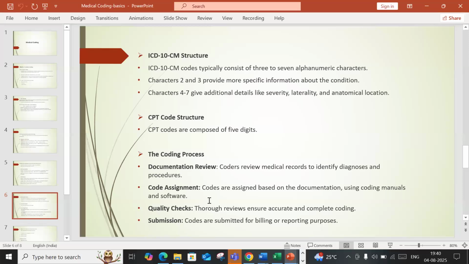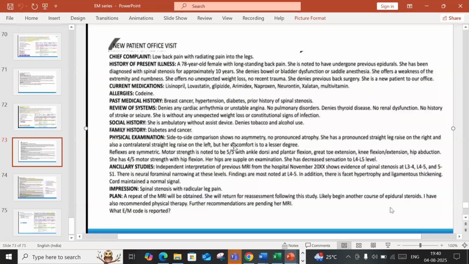So that is the first step: documentation review. Coders review medical records to identify diagnoses and procedures. Suppose you think of this as a diagnosis prescription. Actually, this is a CPT prescription, but you can consider this as a diagnosis prescription. In that case, in past medical history, the patient has hypertension and diabetes. For these two conditions, he is taking medications: lisinopril, lovastatin, glipizide. He is taking these medications currently.